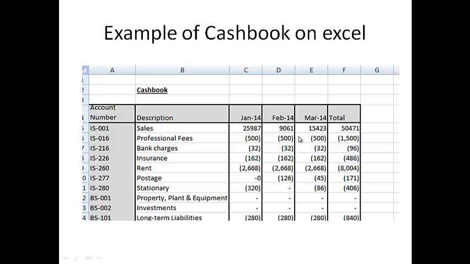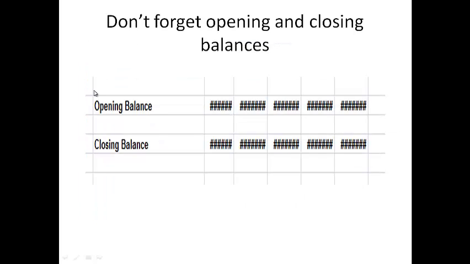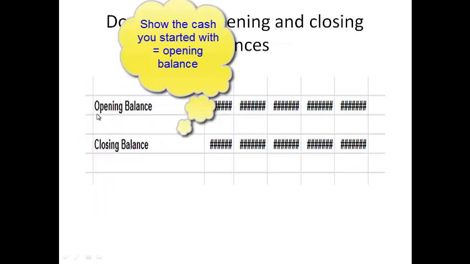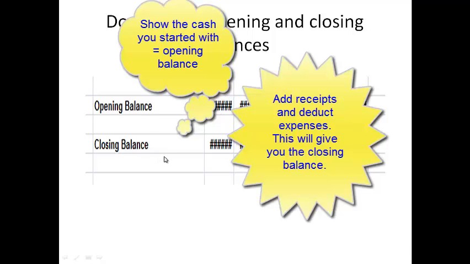Okay, so the cash book again is an ancillary ledger and records cash coming into the business and cash going out. So effectively it records receipts from sales or other income and payments for expenses. With regard to a cash book, we need to show the opening balance that we started off with and the closing balance.